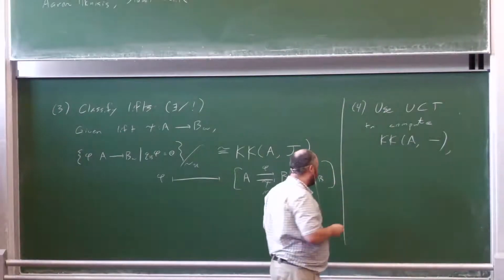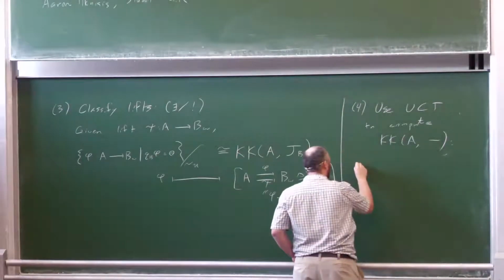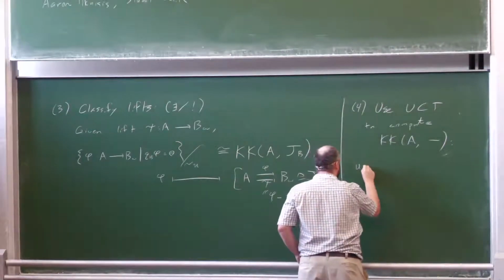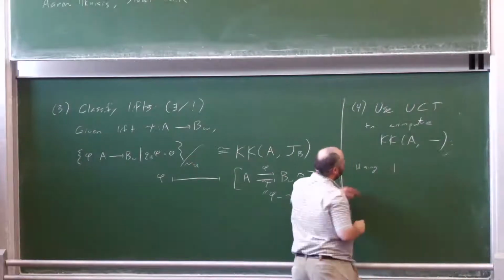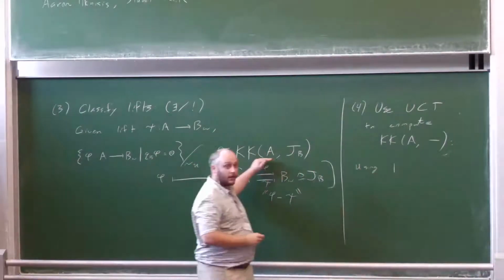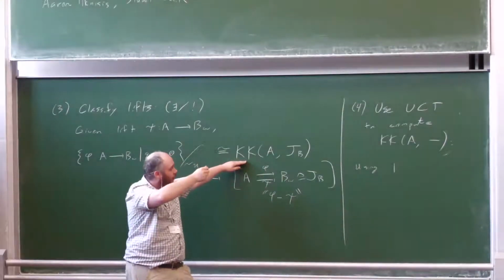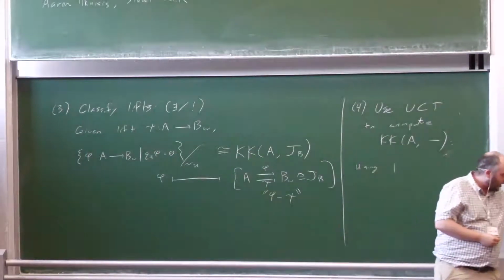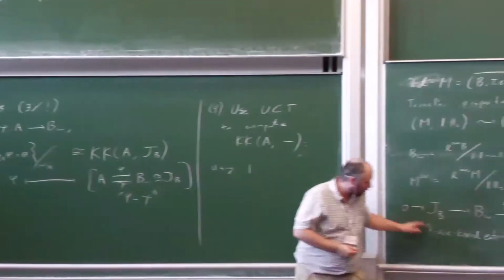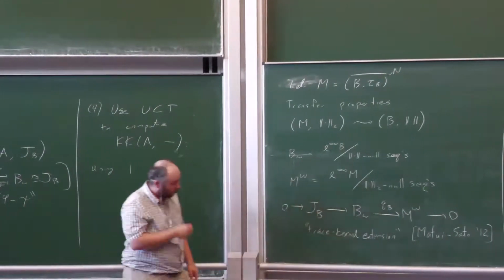Okay, but I won't go through this computation, but what the UCT will give you is you can compute, say, this group in terms of the K theory of A and the K theory of J. The K theory of J, by chasing around the 6-term exact sequence, can be computed in terms of the K theory of B omega and the K theory of the quotient M omega.